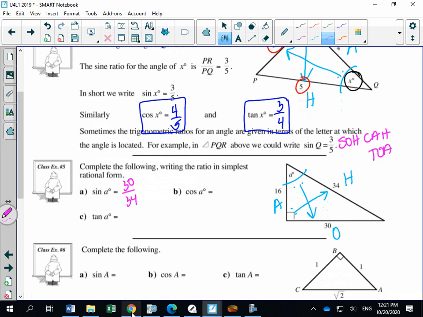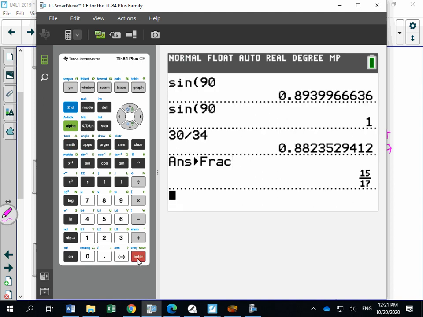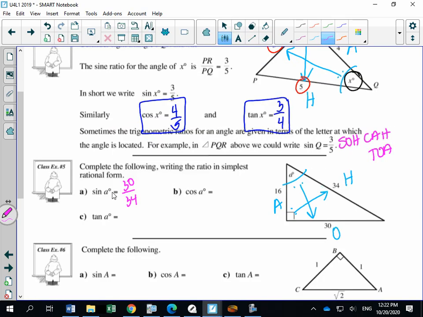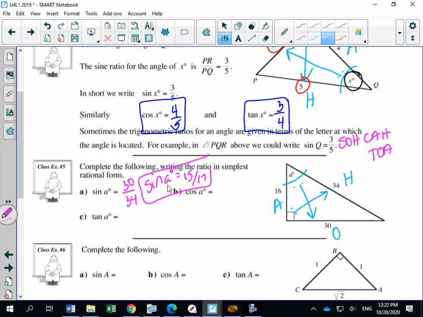So 30 over 34, you could just type that right into your calculator and math 1 fraction it. That is 15 over 17 if you divide both numerator and denominator by 2. So my answer is sine of angle A is 15 over 17. This one, class example 5, is the same thing that we've been doing, it's just going to reduce.